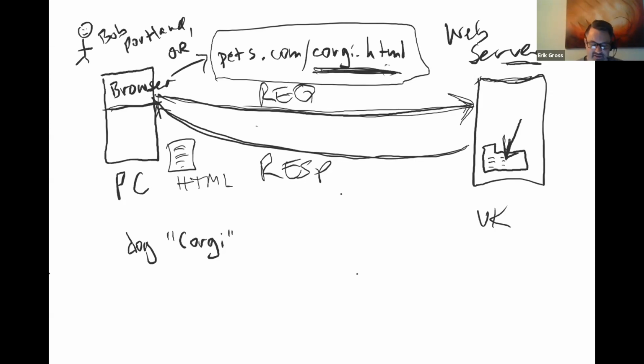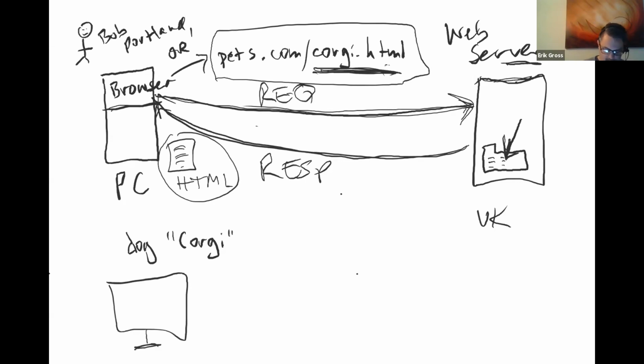You're going to make a file like this. The browser reads through this file, and because of the directions in it, makes a display on the computer. This is somebody's monitor, and it makes a really cool display with articles and pictures of corgis. I can't draw a dog to save my life. That's the best you're going to get. So that's how it works.